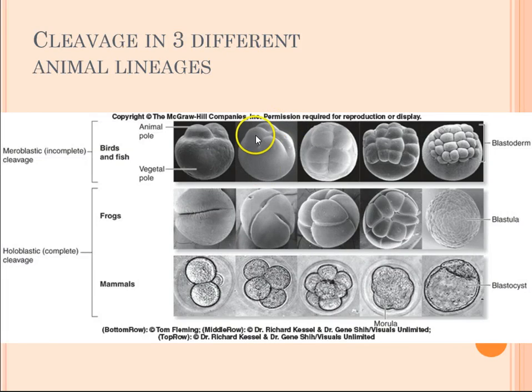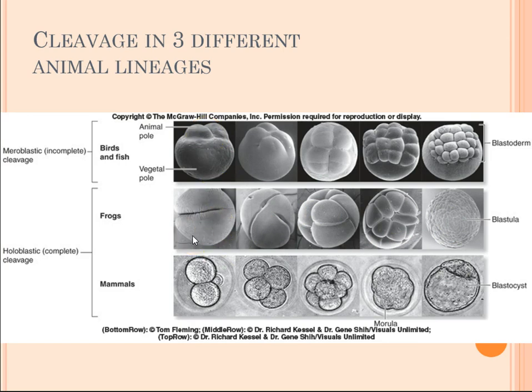Okay, so what you're looking at here is cleavage in 3 different animals. And so this is going to take you from that very first division all the way to the blastula phase. And you can call it different things: blastoderm, blastula, blastocyst. Those are all fine. So anyway, we're going to go with blastula. But you've got this cleavage happening in different ways.